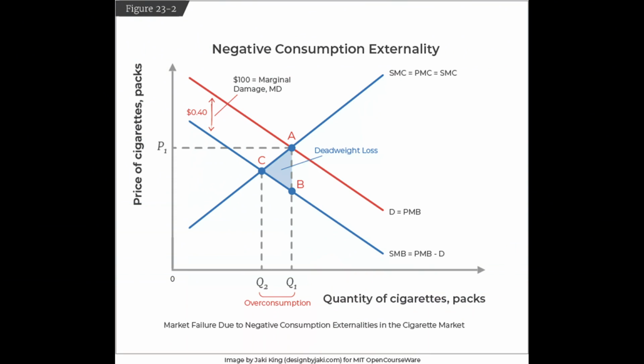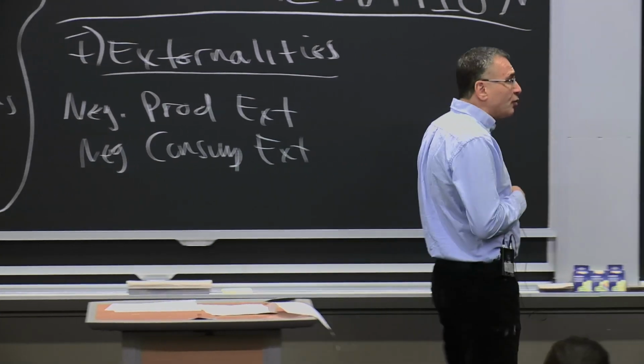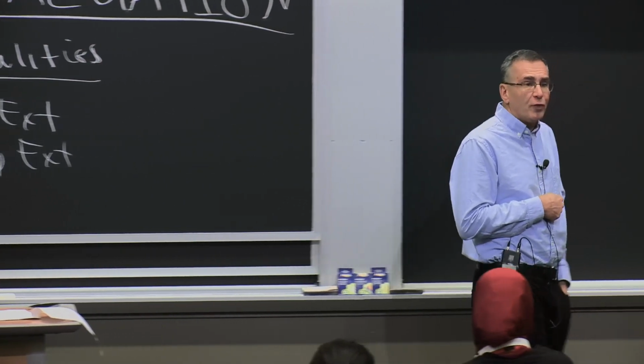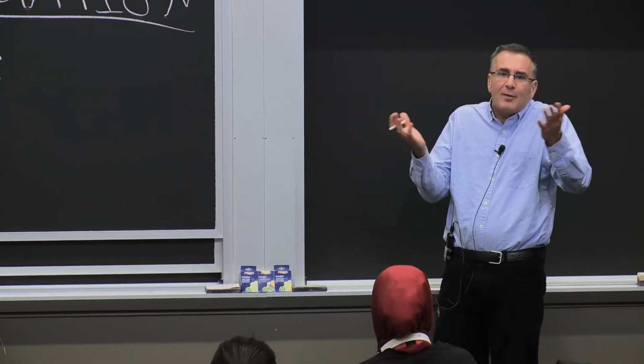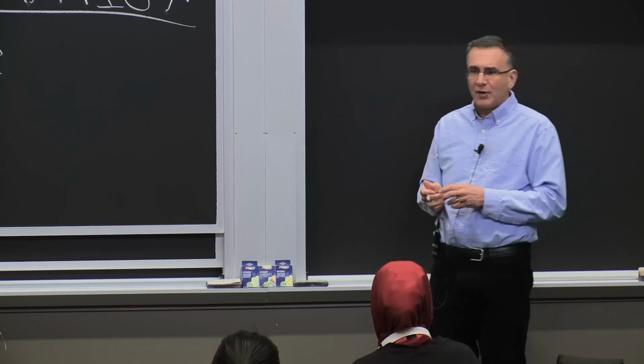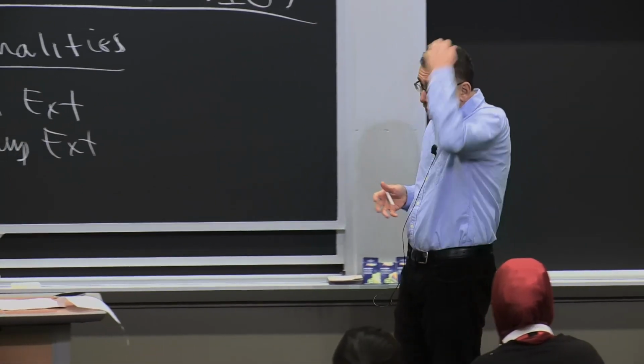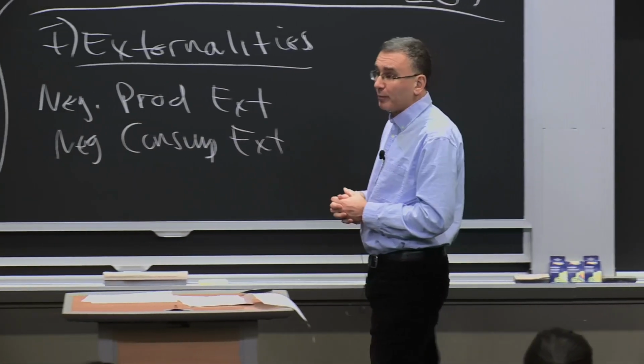Now we have the market for cigarettes. There's the quantity of cigarettes on the x-axis, the price of cigarettes on the y-axis. Here, we're going to assume private marginal cost curve is equal to social marginal cost curve. That is, maybe when they make tobacco cigarettes, they pollute, but we'll ignore that for now. We're just going to assume that there's no pollution from the production side.